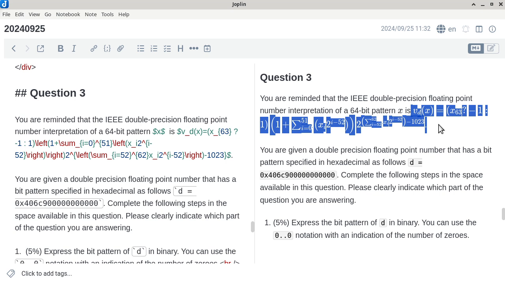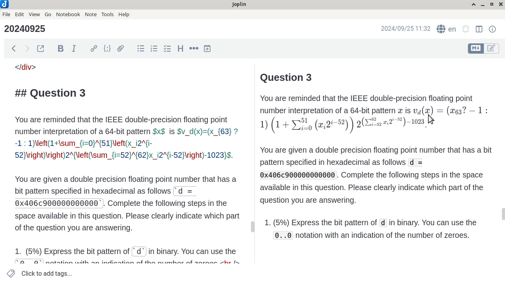So I put this equation here, the definition of the value represented by x when interpreted as a double. I put it here just in case someone forgot about this whole thing, so they don't have to ask me, what is a double? How do we interpret the bits of a double? There you go, this is it. We talked about this in class 2. And the question is in multiple steps, which means you can get partial credit along each step.